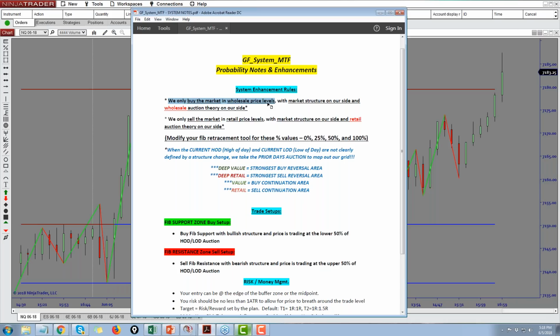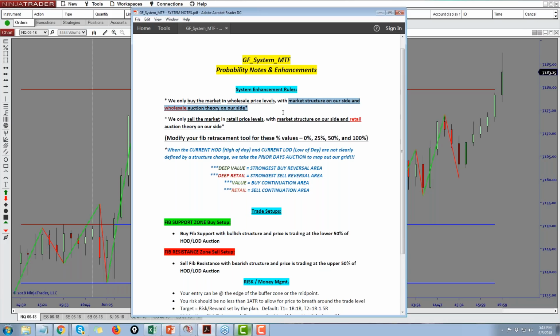Okay. But here's the kicker. Being on the right side of the auction is not as important as being on the right side of the auction and having market structure supporting your auction direction. Now you're going to have fewer trades, but your trades are going to kick butt. Your trades are going to be awesome.